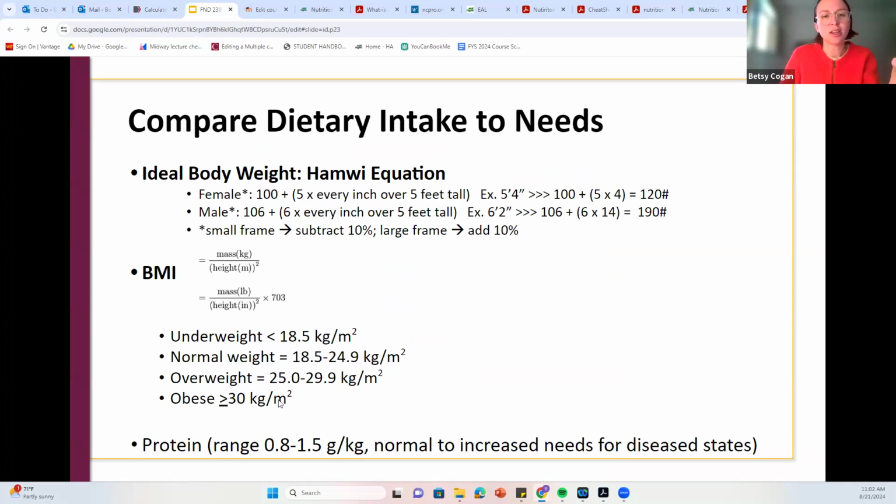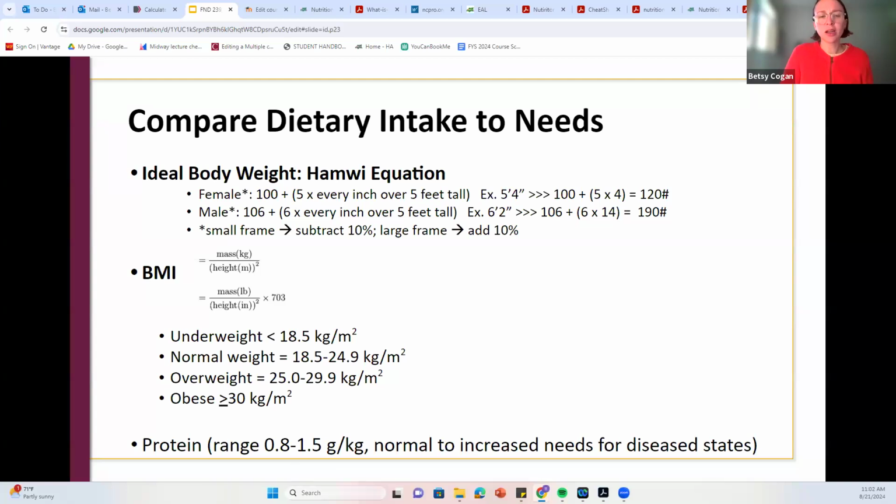So BMI ranges generally tell us about the BMI category of the person. So under 18.5 is considered underweight. Normal weight is between 18.5 and 24.9 kilograms per meter squared. Overweight is between 25 and 29.9. And then anything over 30 is considered obese.